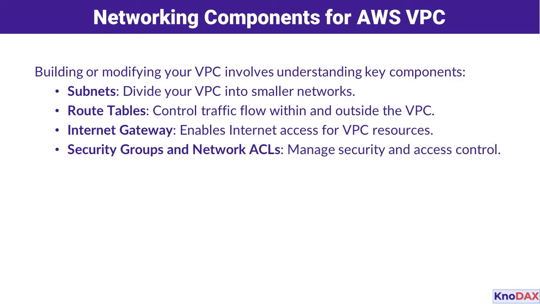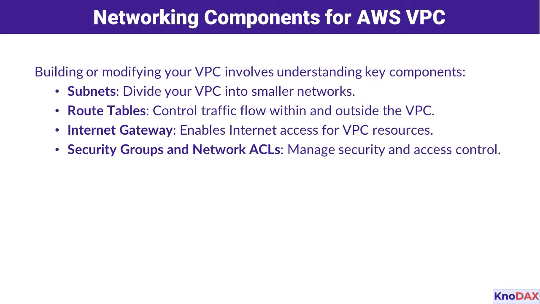Finally, security groups and network ACLs. These components are critical for managing access and security. Security groups act as virtual firewalls for your EC2 instances, while network ACLs provide an additional layer of control at the subnet level.